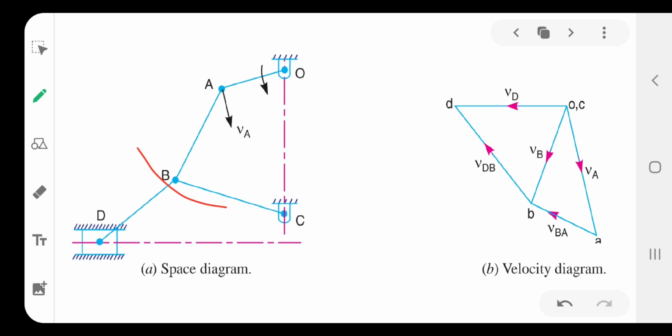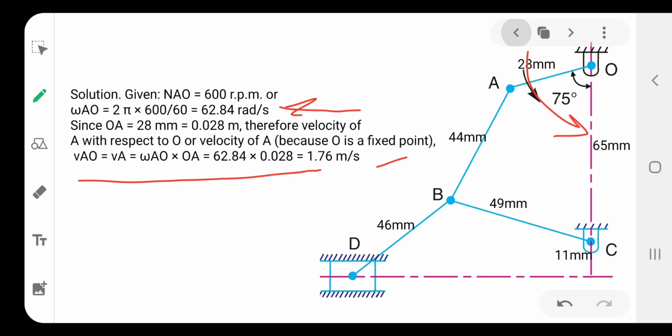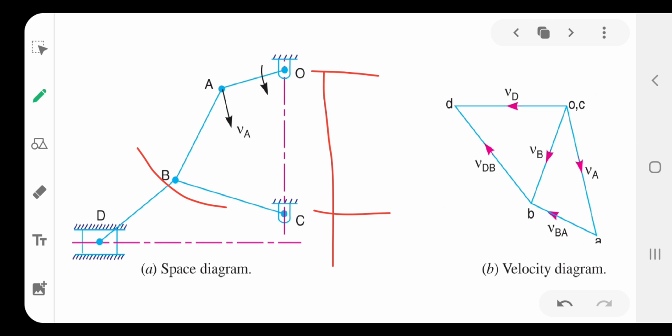After that you have to draw a vertical line OC and take a distance O to C equal to 65 mm, which is already given, and then take a distance of 49 mm in a compass, and from point C take another arc, and these two arcs intersect at point B. So now we are getting point B.